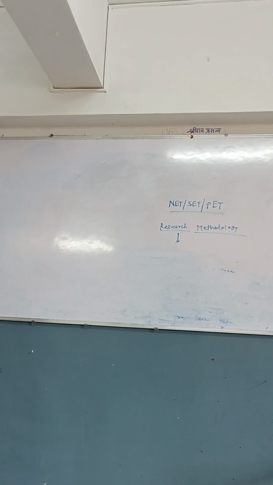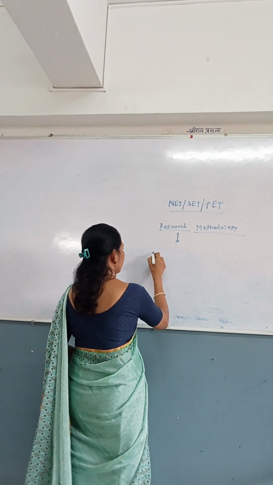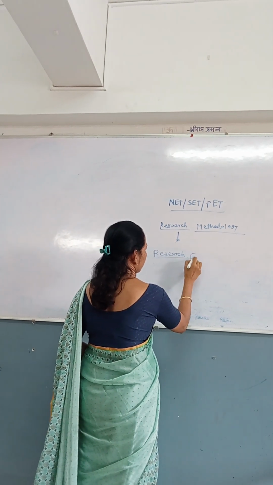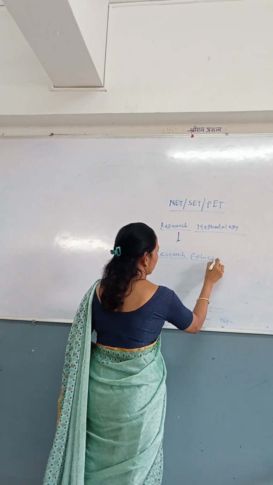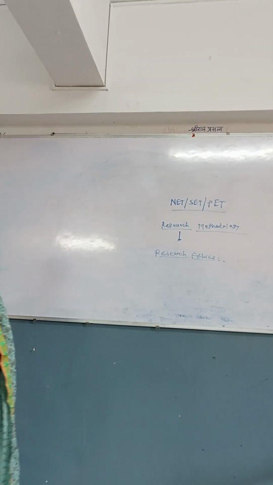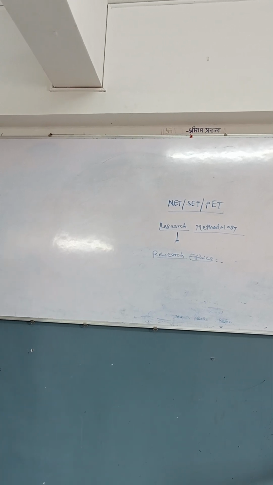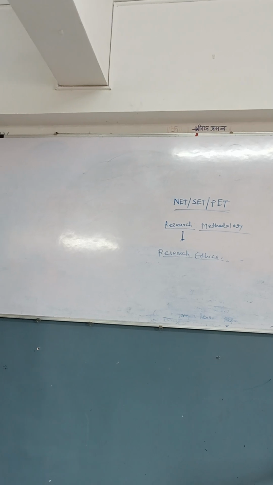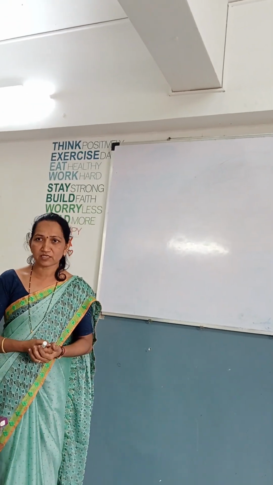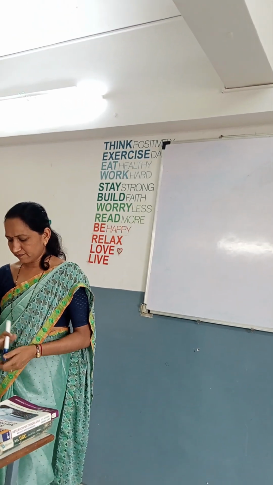Now next point is research ethics. Ethics means good things or good values that are included here. Here is the openness, clarity about the data, honesty, integrity. All these things are included in the research ethics because all these things are important for our study.